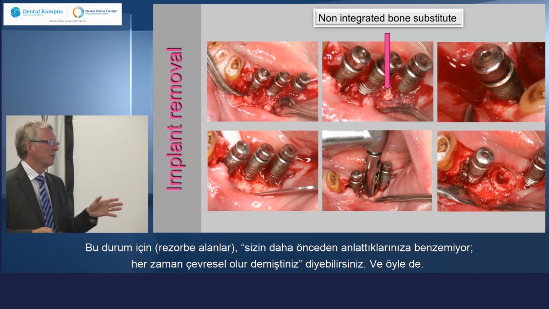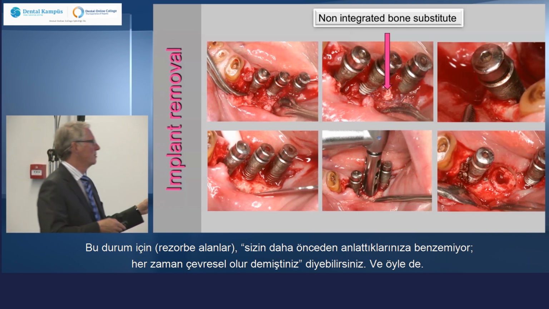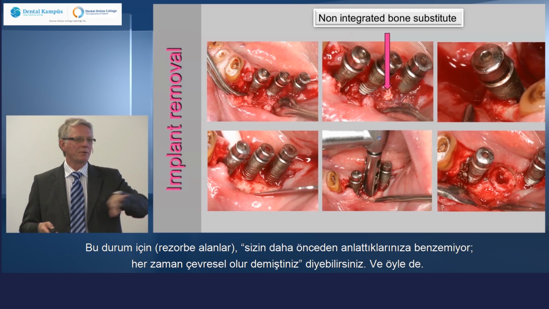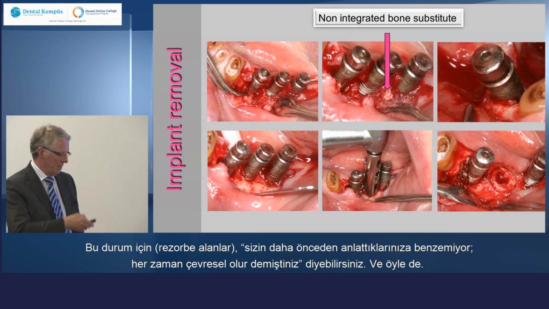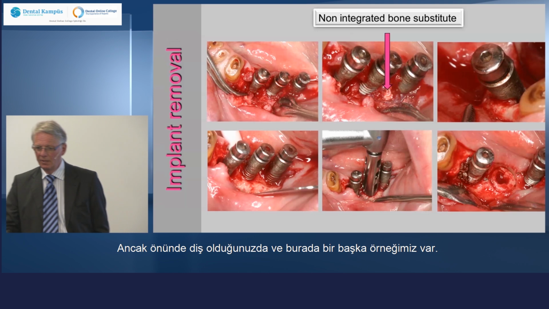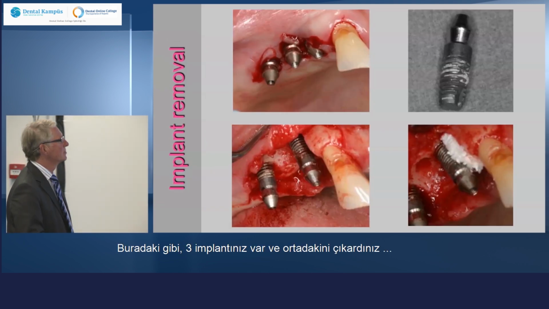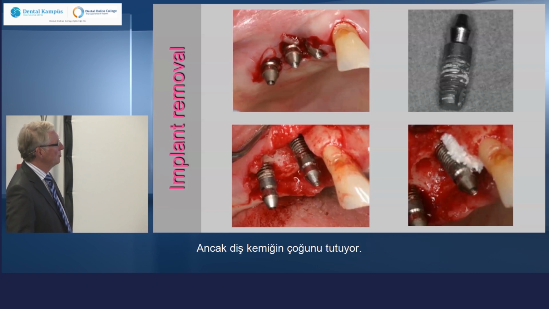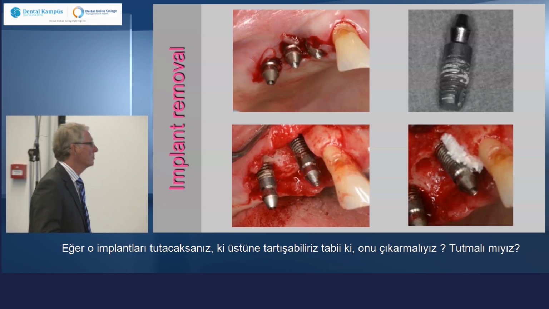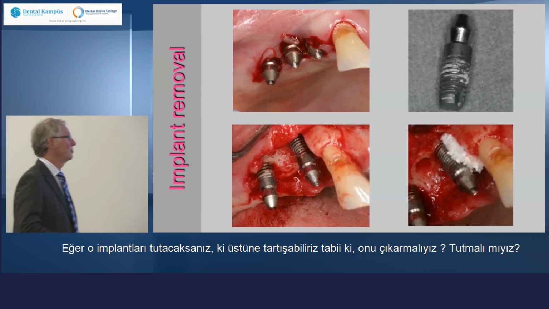This is not the norm. As you said before, it's always circumferential, and it is, but now when you have a tooth like that, and we have another example here, you have 3 implants like that, remove the middle one, but the tooth is retaining a lot of the bone. And it's difficult, if you are going to keep those implants, which you can discuss, of course, should we really keep that or should we remove it?